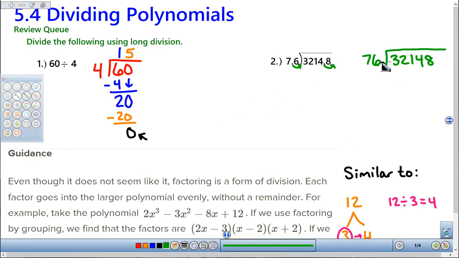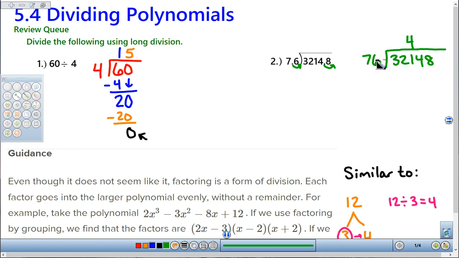Okay, so does 76 go into 3? No. Does it go into 32? No. Does it go into 321? Yes, it does. How many times? This can be sort of an estimate, a little bit of trial and error if you're not certain how many times 76 goes into 321. But since 7 is like 70 and we're going to 320, I would do 4 times, because 7 times 4 is 28, or 280. Let's see if that works.